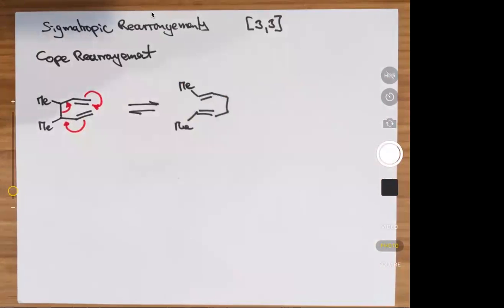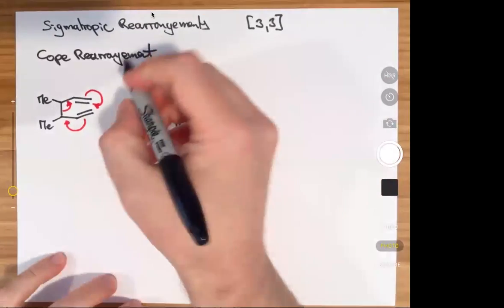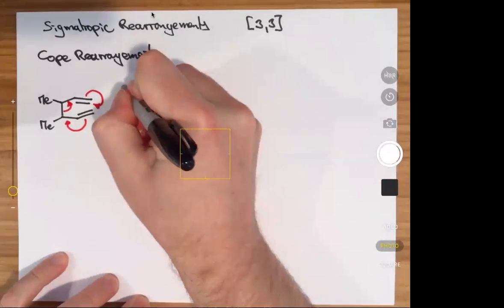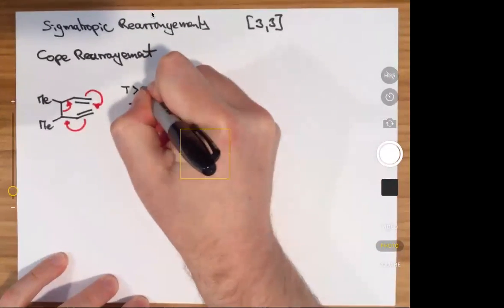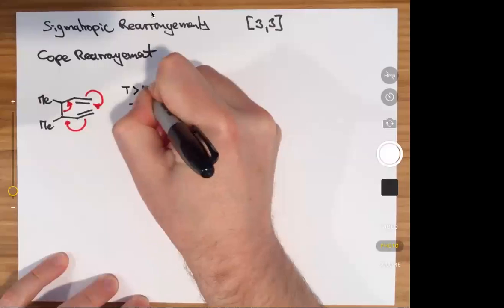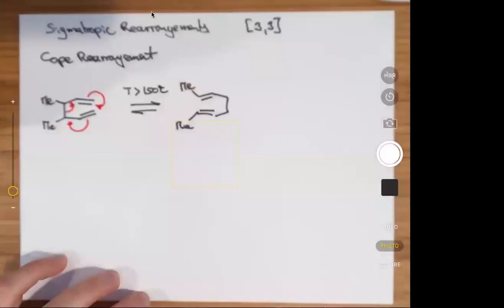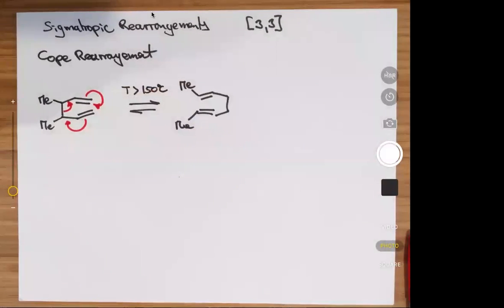And we still have our 2 methyl groups here that we put in place in order to account for the shift in the position. Now, these reactions usually occur only at elevated temperatures. So T, in this case, has to be usually higher than, let's say, 150 degrees or something like that. So you really have to heat them.